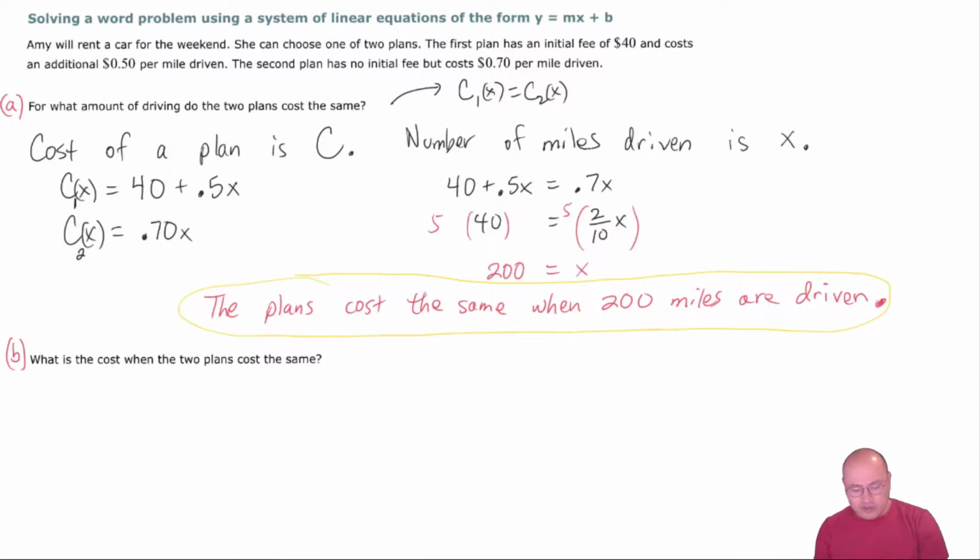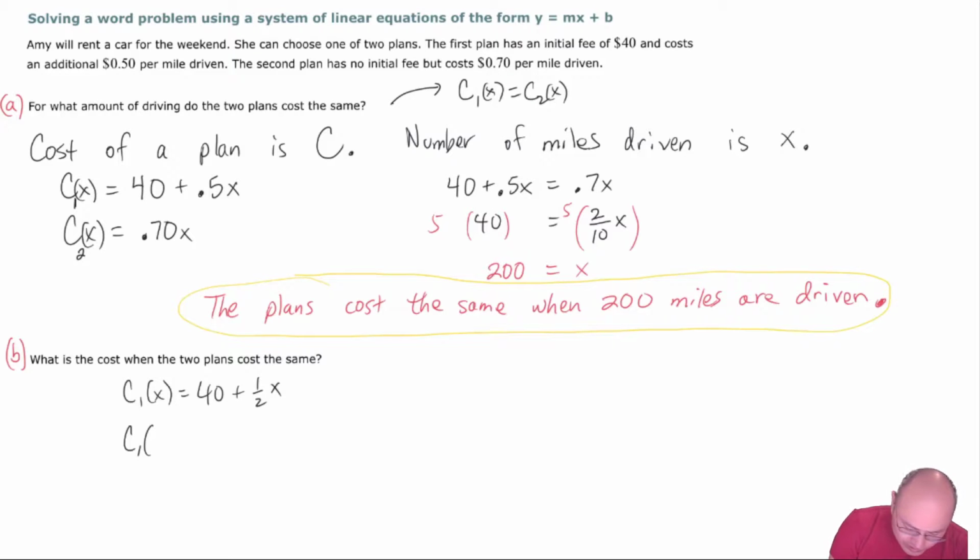What is the cost when the two plans cost the same? We need to find C1 or C2. In other words, we need to evaluate C1 at 200. So take your C1 function and simply evaluate it at 200. And that's the beauty of function notation. We get what? 40 plus 100, and we get 140.